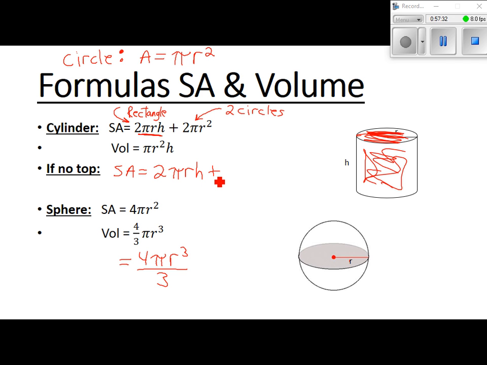Well, the area of a circle is pi times radius squared. How come we're multiplying it by 2? Because there's two of them. Well, if we don't want 2 of them, what are we going to do there? Get rid of the 2 and just have pi r squared. So write that down. So that's a formula if your cylinder doesn't have a top.